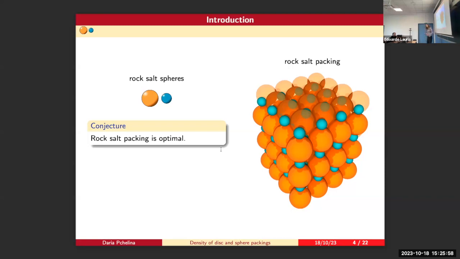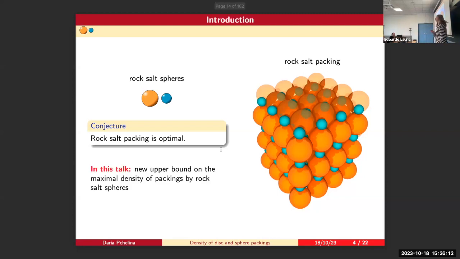Many people think that this packing is optimal among all packings by rock salt spheres. I didn't prove this conjecture yet. I hope to do it one day, but I make the first step towards it. Actually, I found a new upper density bound on packings by rock salt spheres. Okay, so we'll talk about these two results.